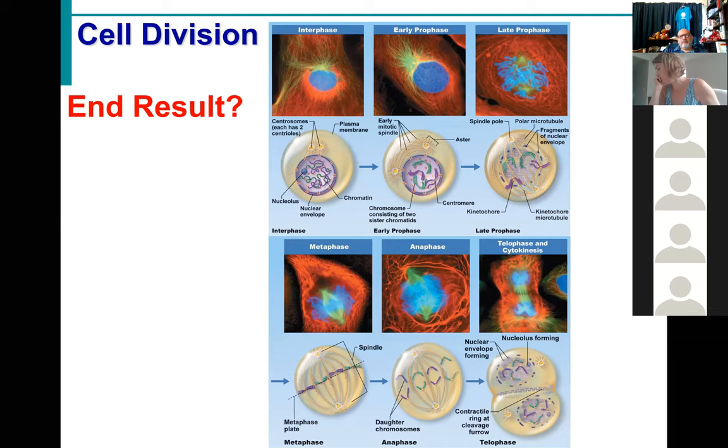All right. And so again, remember the end goal of this process is two identical cells, identical to each other, but also identical to the original one as well. And just that simply, we have described the process of mitosis. All right. Questions on that?